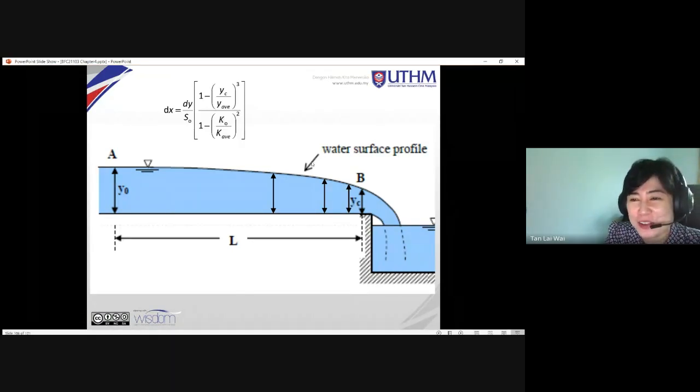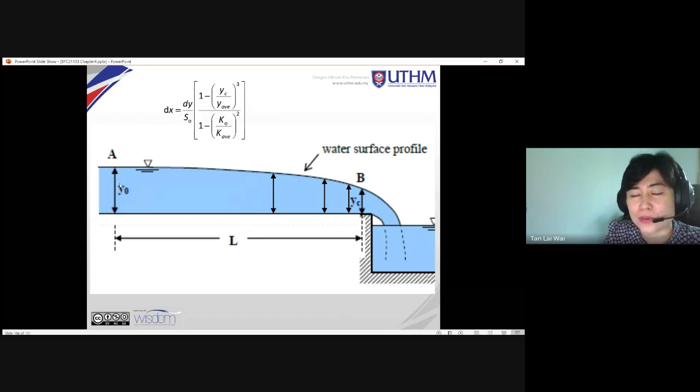You have y naught and yc. And then if the steps given is 4 steps, what is the meaning of steps? That means you are going to divide this gradually varied flow into 4 sections, or 4 parts. Now, how are you going to determine it? You are going to make dy constant. Now, how would you do that? What is the dy value? The dy value would be y naught minus yc divided by 4.